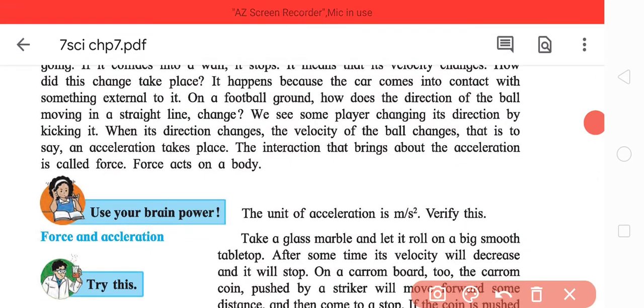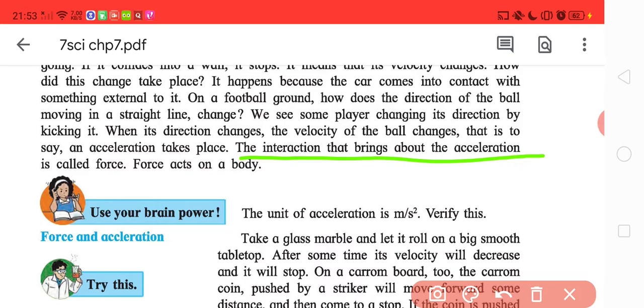Now I'm reading this line. The interaction that brings about the acceleration is called force. Force acts on the body.